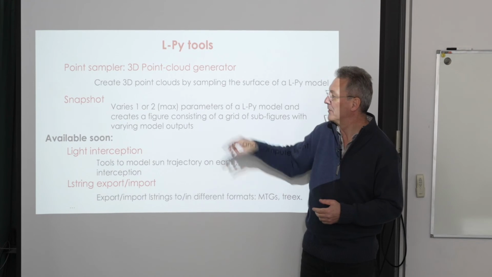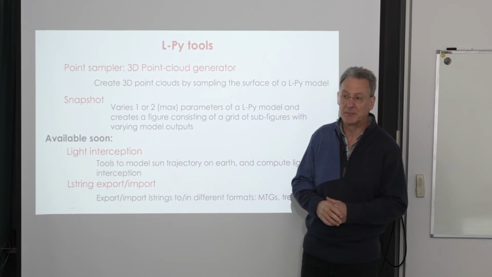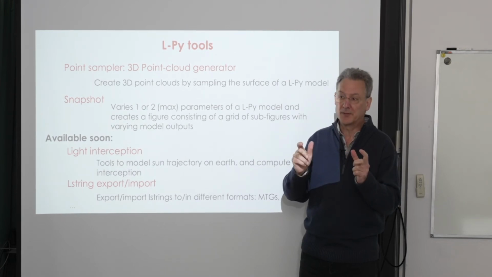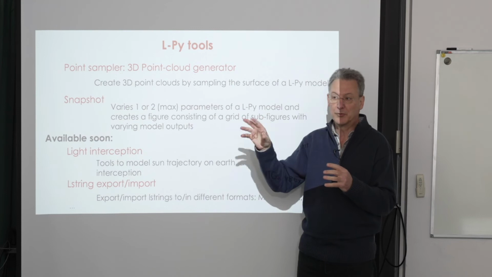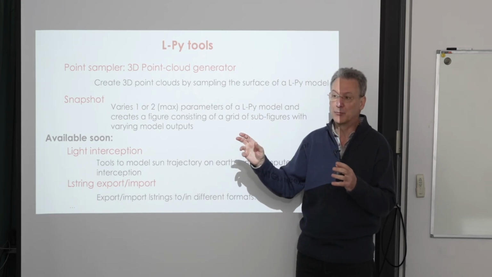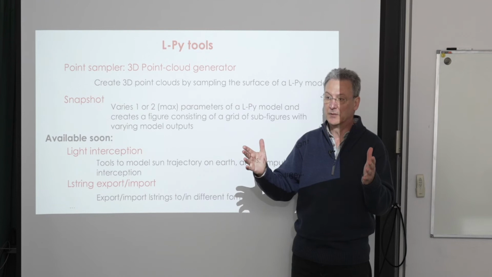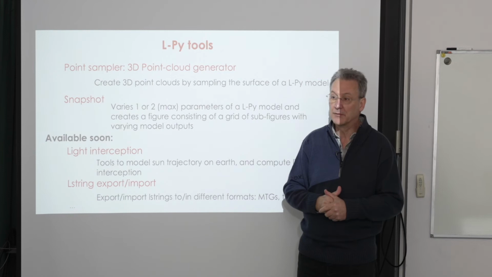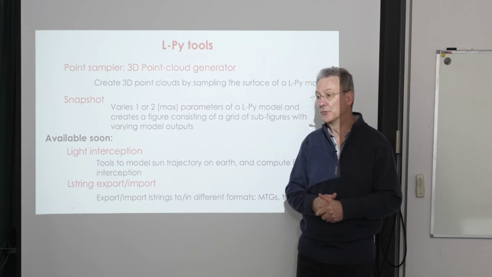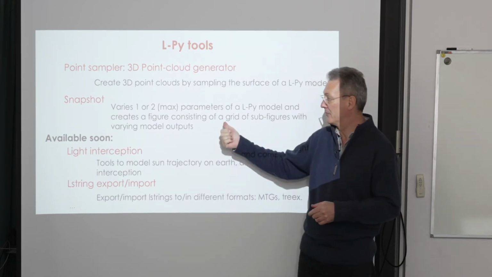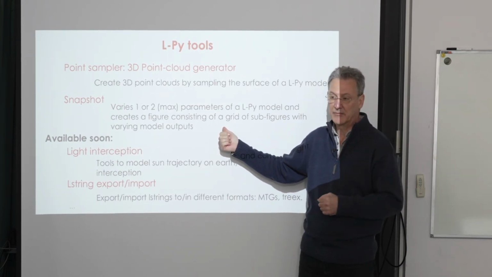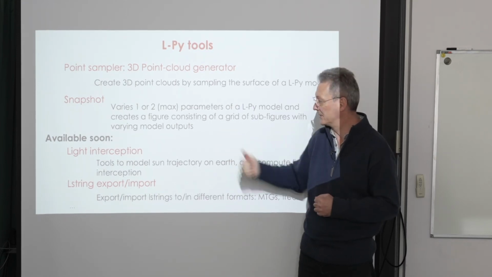We also created a snapshot component that makes it possible to vary one or two parameters in your model, and then to create all the snapshots that correspond to the combination of these two parameters, and then create a figure. This is very convenient when you want to analyze the sensitivity of your model to certain types of parameters. I gave two files for you to check this, and you will see that it's very convenient.